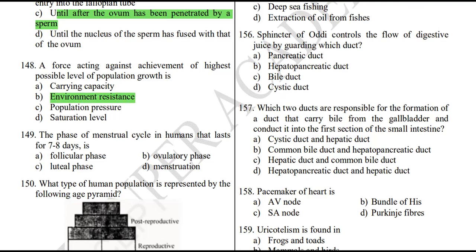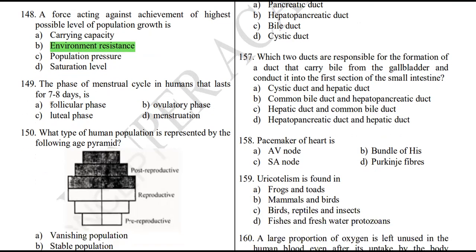The next one, the phases of the menstrual cycle. It lasts for 7 to 8 days. Very simple, follicular phase. The follicles have to be formed, maturation of the follicles, and then there would be the ovulation phase, and then the luteal phase. All these things.